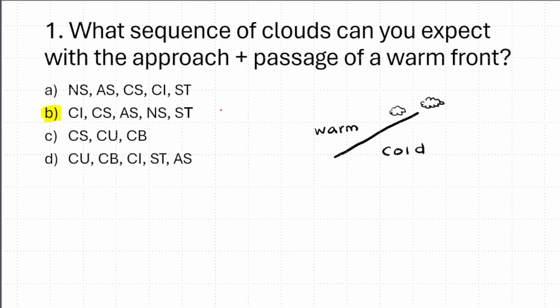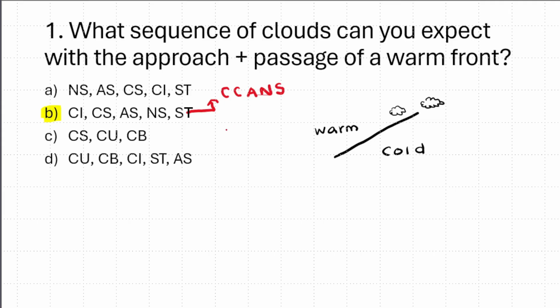One way you can remember this for your written exam, it's not perfect, but it's an acronym that you can use. Sorry, that arrow looks interesting. You can remember the acronym SECANS, okay? And that'll tell you the sequence of clouds you can expect with the approach and passage of a warm front.